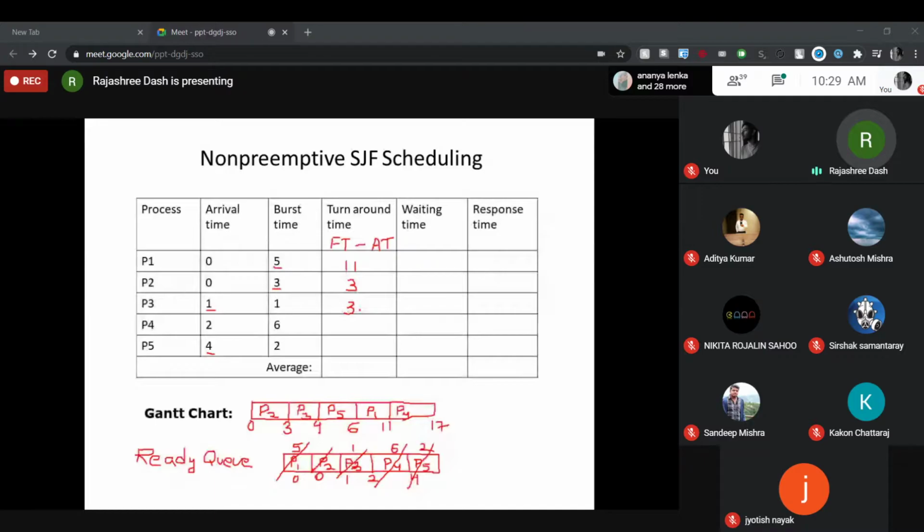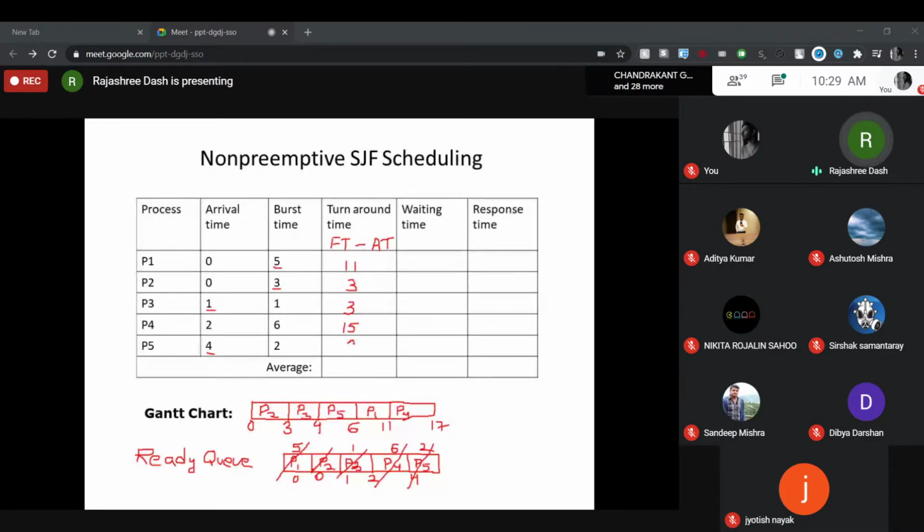Similarly, tell me for P4. What is the turnaround time for P4? 17 minus 2, that is 15. For P5, 6 minus 4, that is 2.